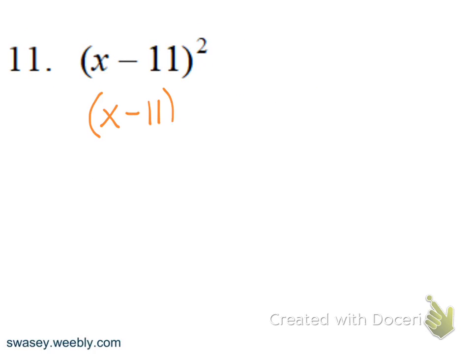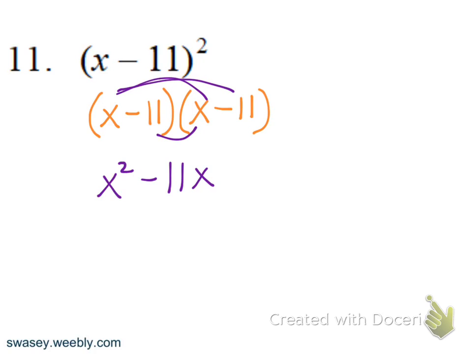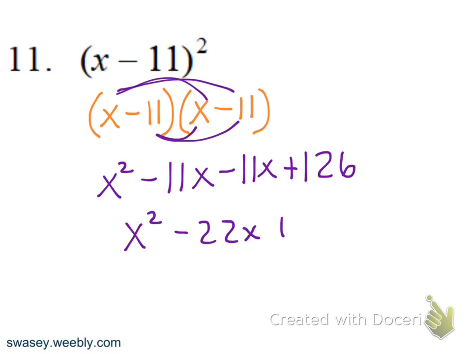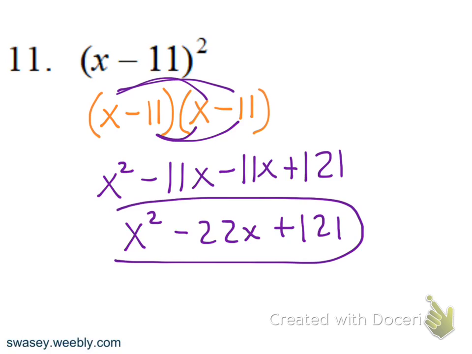x minus 11, that whole quantity squared. So that's x minus 11 times x minus 11. x times x gives us x squared. x times negative 11, negative 11x. Negative 11 times x, negative 11x. And then negative 11 times negative 11 is positive 121. Combine those like terms. Negative 11x plus negative 11x is negative 22x. I don't know why I wrote 126. It should be 121. This answer is called a perfect square trinomial.